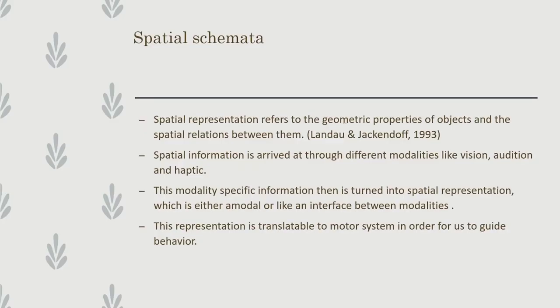So, spatial representation refers to, what does it refer to? It refers to geometric properties of objects and the relationship between them: how one object looks, what its orientations and functions are, and how those things are related to each other. This information about objects and their orientation is arrived at through our senses, primarily the modalities of vision, audition and haptic. Haptic is touch. So, we see and then we hear, we will see it in detail a little while later.